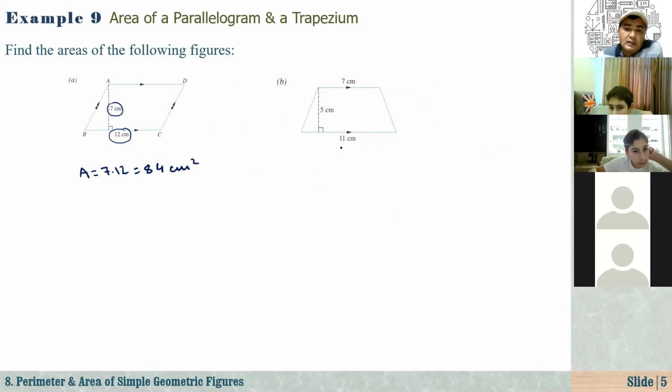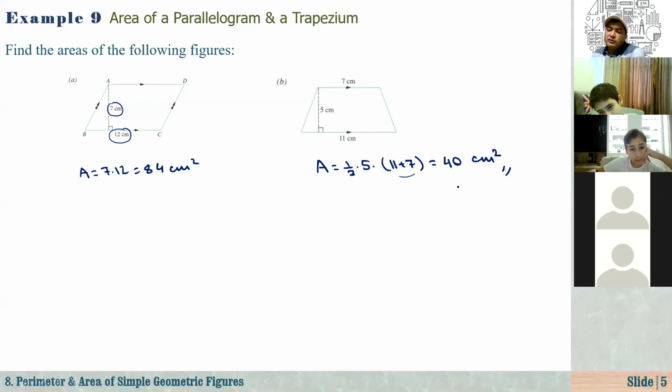It is actually a trapezium. So the area of the trapezium is 1 over 2 times height, which is 5, times the sum of the parallel sides, 11 plus 7. 11 plus 7 is 16. 16 over 2 is 8. 8 times 5 is 40. So the area of this trapezium is 40 square centimeters.